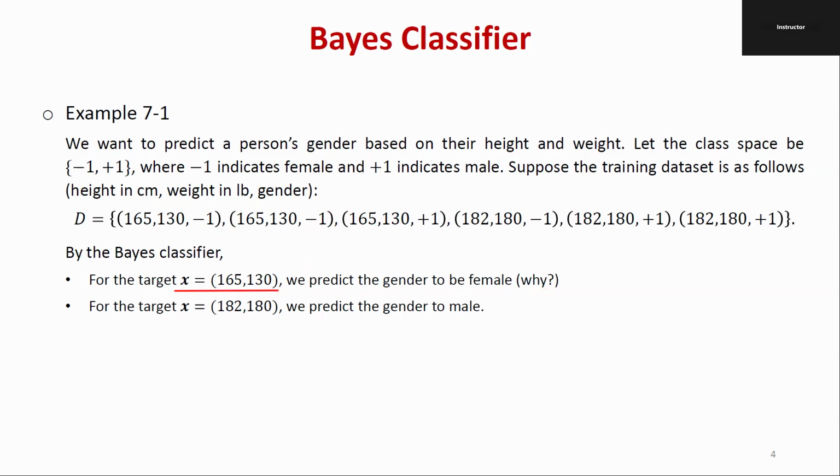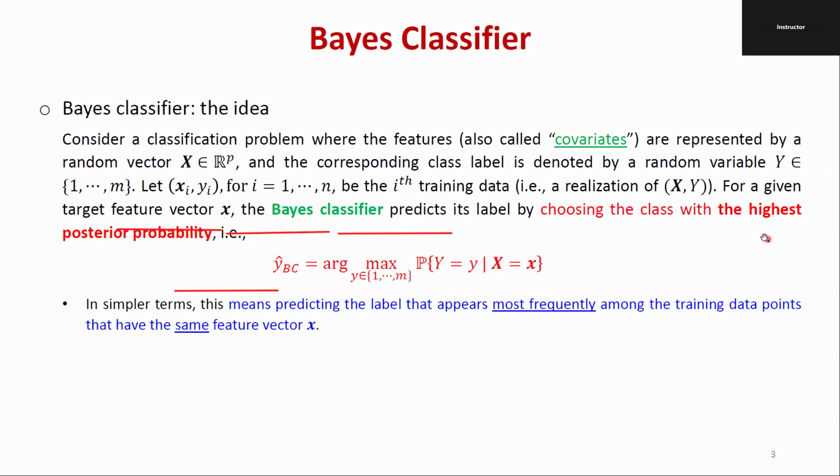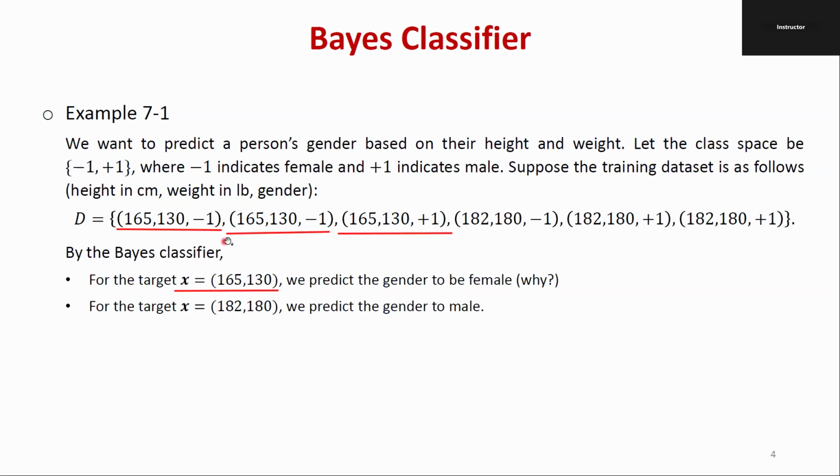Now I'm going to find exactly the same data, 165, 130. Here I have 165, 130 three times. I have three data, right? Among these three data, two are female, one is male. So with the highest posterior probability, in other words, the chance of this person being female is 2/3, and the chance of being male is 1/3. Then we predict the gender to be female, because 2/3 is the highest posterior probability.